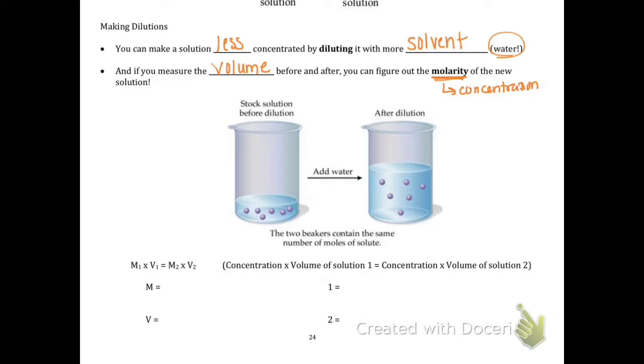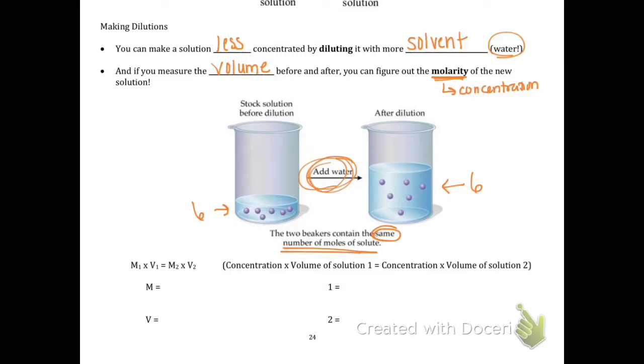So here you can see that there are 6 particles here. If you want to dilute it, you're going to add water to it, but you still notice that there are 6 particles. There's just more water now. And so we say that it has the same number of moles because it still has 6 particles, okay? But the concentration is going to change because we added water to it. So the volume changed, okay?